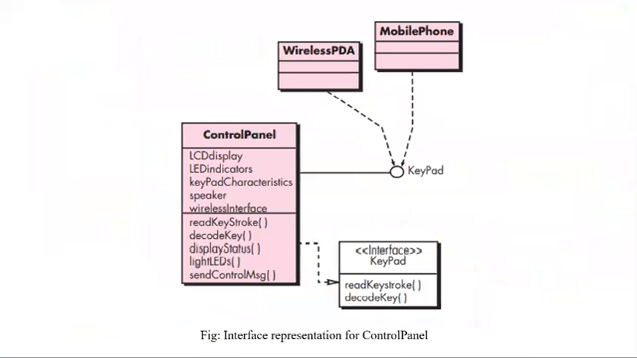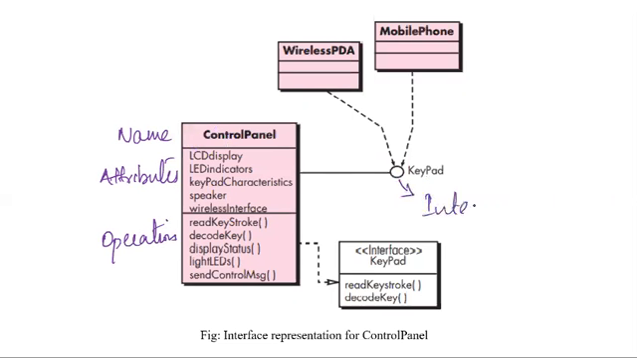Now there is an interface representation for the control panel. Within this interface representation of the control panel, we have one class, that is your control panel. Within the class, there are three things. You're going to have the name, then the attributes, and then the operations, the three compartments within the class diagram. Now this is the representation of an interface. This symbol, the circle, represents an interface.